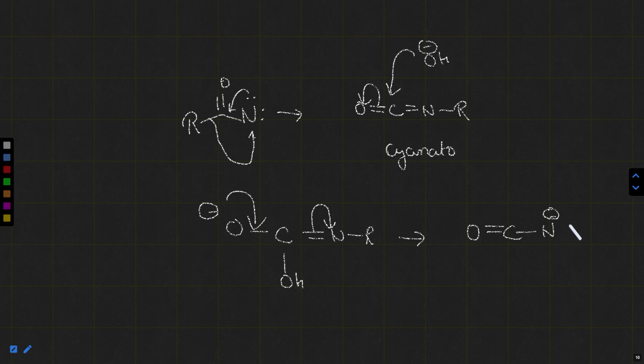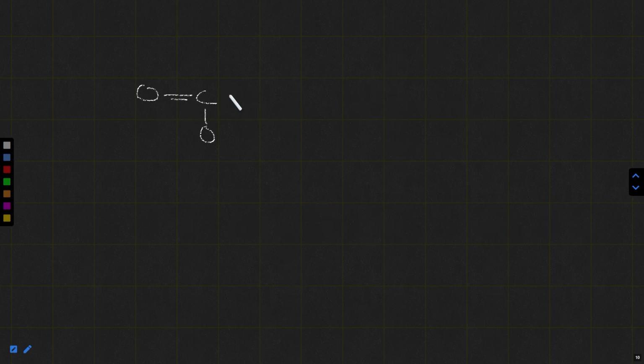Now there will be an interproton transfer. The hydrogen from this oxygen will be transferred onto this one, and further this negative charge will resonate and kick out this NHR, releasing CO2 gas. So the release of CO2 gas is the basic driving factor in going through this complex mechanism. Okay, so we end up with this kind of thing in which we have one R here, one H here and one negative charge here.